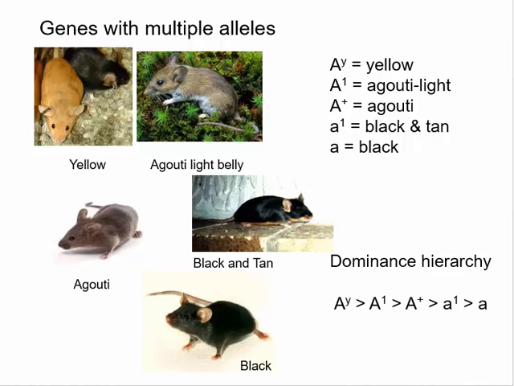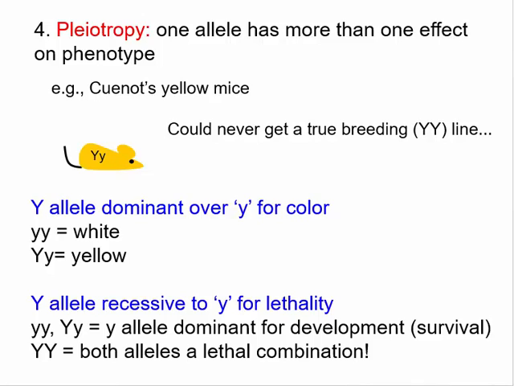How about a mouse that is AY, AY? So 2 of these yellow alleles. What color is that? Now, it might seem obvious, well, that's going to be yellow, right? Interestingly enough, no, it is a dead mouse. You cannot get a true breeding line of this YY. I've just cut out the A here, just using Y for yellow.